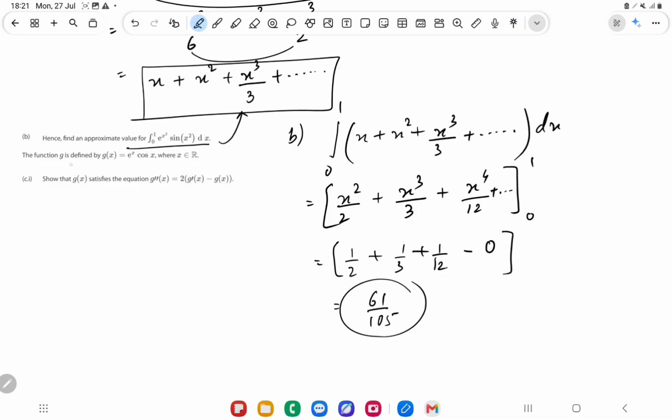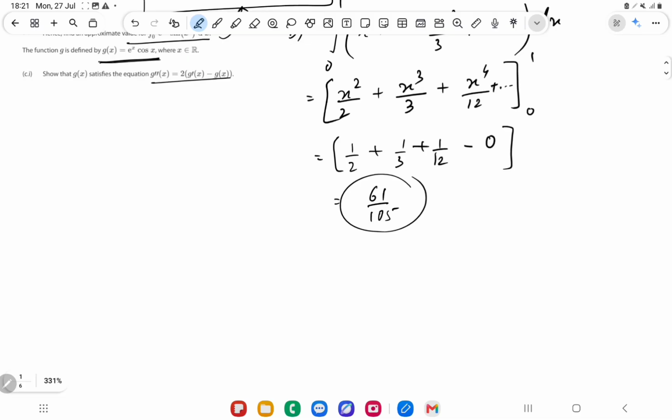Now in the next part, it says there is another function g(x) which is e to the power x cos x. Now show that g(x) satisfies this equation. Since it says satisfies the equation, and it has a double dash and single dash, we will first find the derivatives of this g(x).